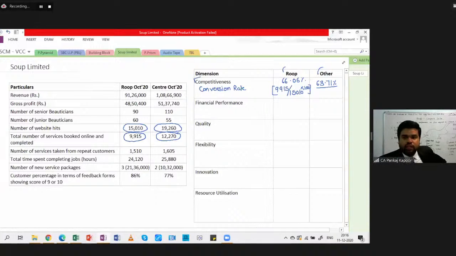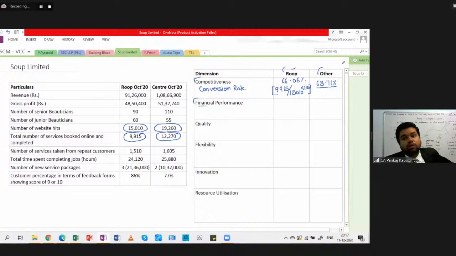Friends, now move further. The financial performance. Financial performance can be evaluated. Later on, we'll do the analysis of performance of group versus all. Firstly, let us calculate the measures. Let us calculate the data for the indicator.